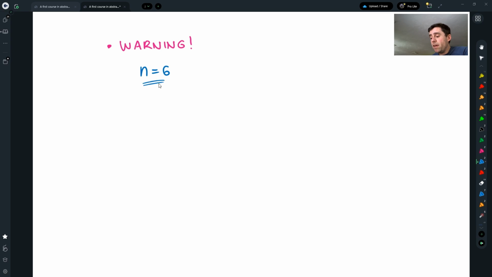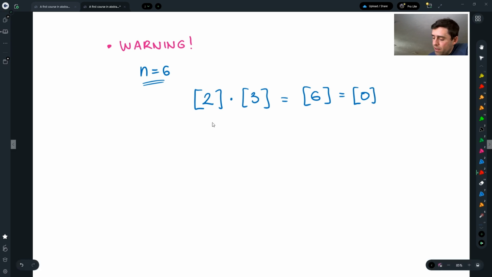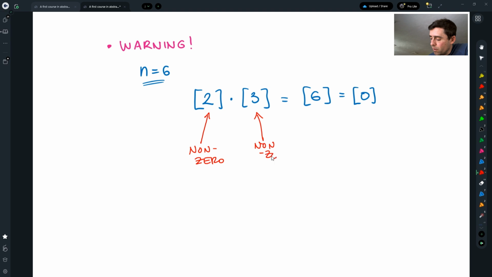So for example, take n equals 6. Then what happens if I multiply 2 times 3? The class of 2 times 3 is the class of 6, but 6 is 0 modulo 6, so this is the class of 0. So this is non-zero, 3 is non-zero, but they multiplied to something that is 0. And that is a very different behavior. This does not happen in the integers.